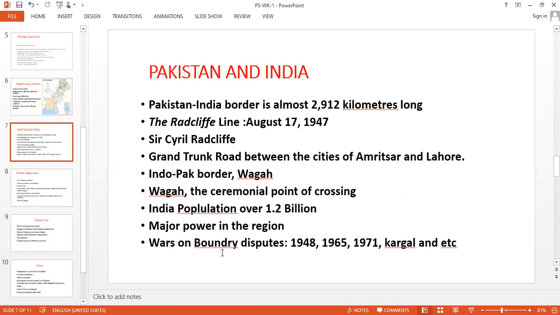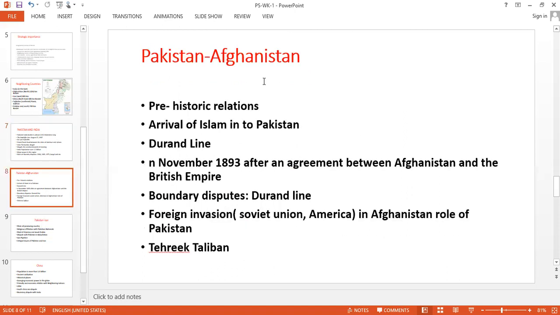Wars on the boundary disputes. Pakistan has won certain wars, as I have expressed already, in 1948, 1965, 1971, Kargil, and the most recent Indian air attack on Pakistani territories, and the response of the Pakistan Air Force was very timely. These clashes should make the people and political leaders think seriously, because both are atomic powers, and any mishap, miscalculation or misadventure can put this region into extreme devastation.